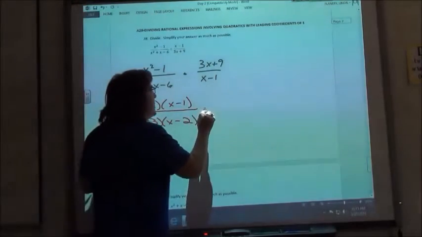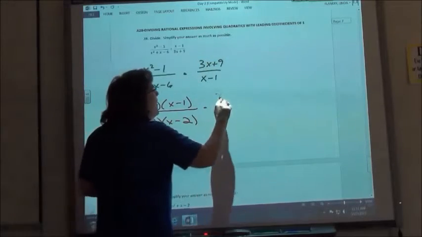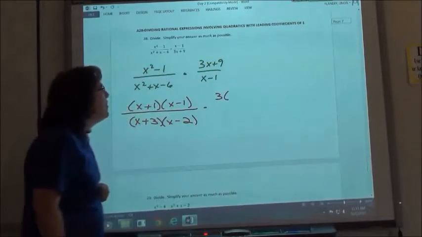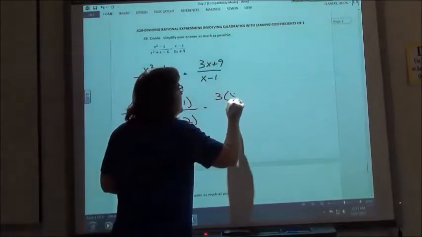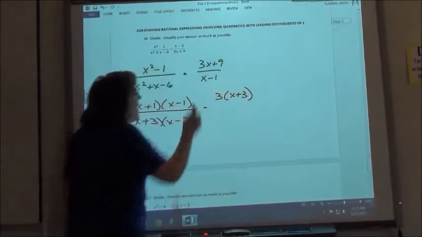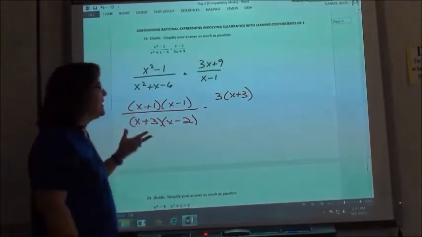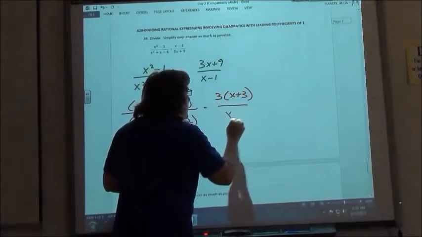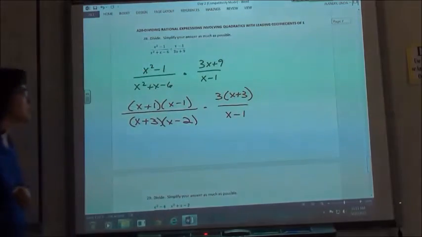The top of that next fraction, I have a greatest common factor of 3. If I divide both those terms by 3, I get x plus 3. Bottom, it's not a squared one. It doesn't have a greatest common factor, so I just have to leave it as x minus 1.